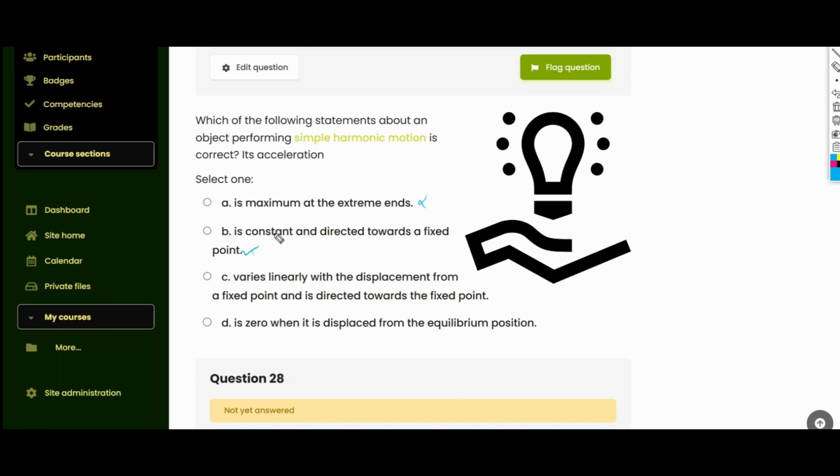The acceleration is not constant, and it is zero at the equilibrium position, so we see that it is always changing. The option that says it varies linearly with the displacement from a fixed point and is directed towards that point is correct. Another option is also correct, but this one has more complete information, so we'll go with C.